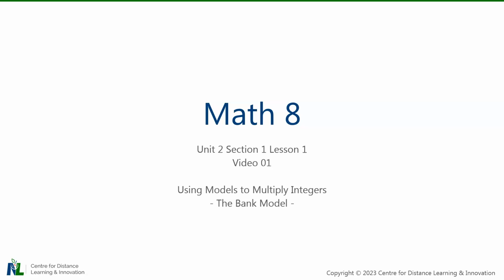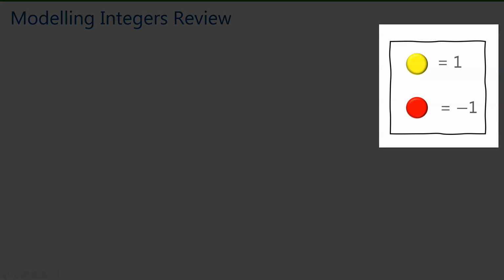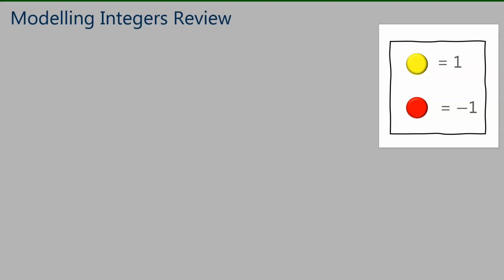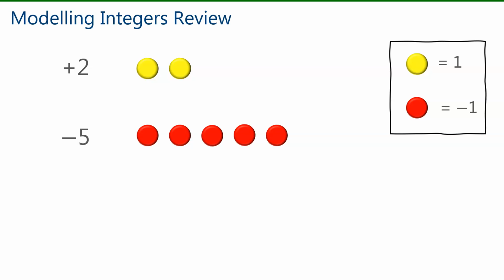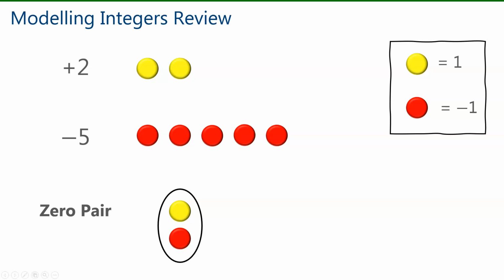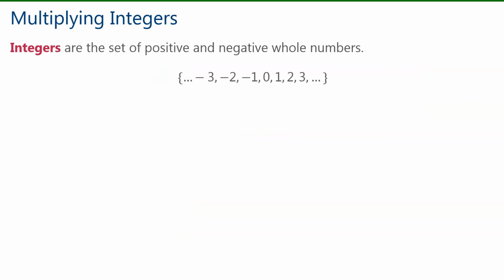So let's begin. If you recall from previous grades, we used yellow tiles to represent positive integers and red tiles to represent negative integers. For example, positive 2 would be represented with 2 yellow tiles. Negative 5 would be represented with 5 red tiles. We can also represent a zero pair with an equal number of yellow and red tiles. Remember, one red and one yellow tile will cancel each other out. Integers are the set of positive and negative whole numbers. So for example, negative 3, negative 2, negative 1, 0, 1, 2, 3, and so on.